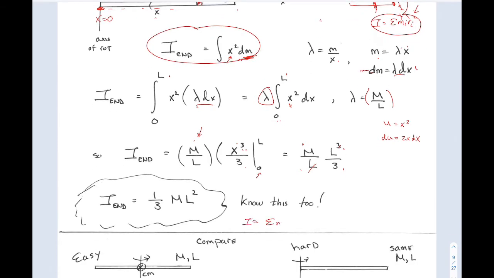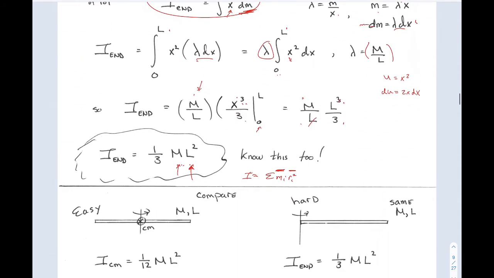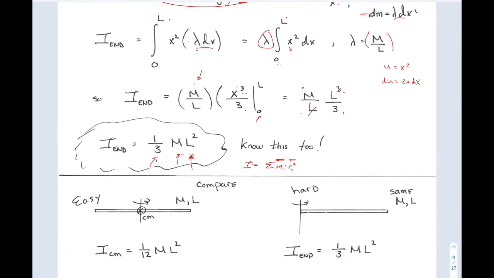So remember the form of moment of inertia. It's easier to think of it for point particles. It's always mass times some distance squared. Well, there's your mass. What distance or length is associated with a stick? The length of the stick. So it's got ML squared, just like the last one had ML squared. The third just comes from the integration. So we have to know that. Like I said, that's a common object.